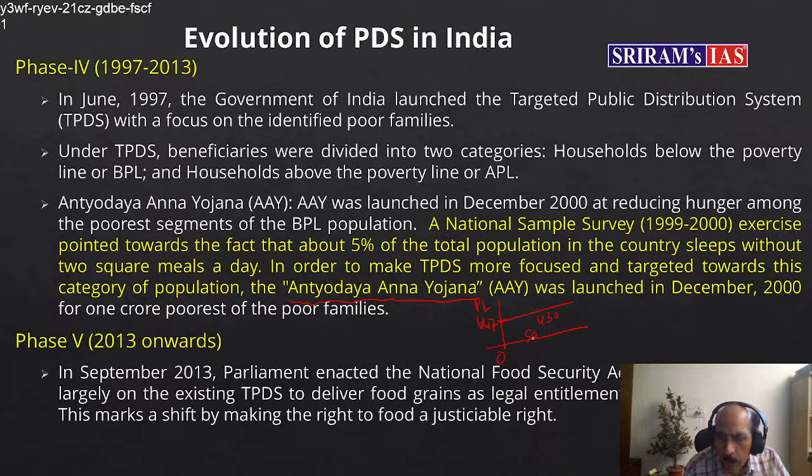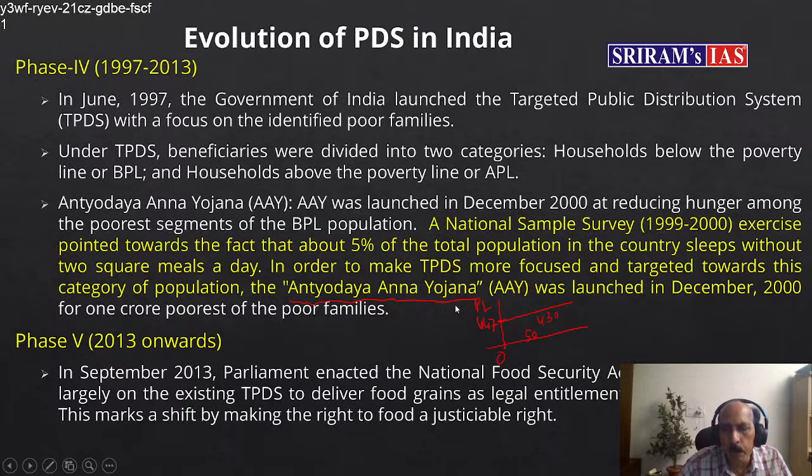How will they be covered? The criteria for identifying the Antyodaya Anna Yojana families, now we shortly call as AAY families. To identify the AAY families, the criteria is developed by the central government and circulated to all the states. And they also give the ceiling of the total number of families which may be selected under AAY. And therefore, each state applied that criteria and selected the AAY families under their states.